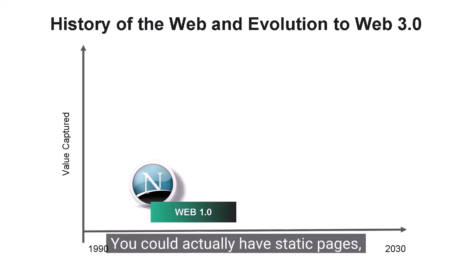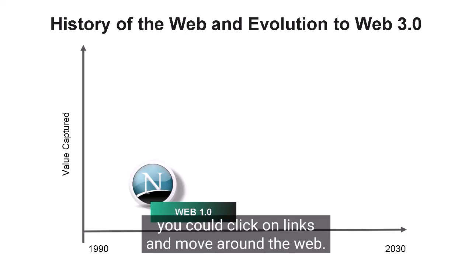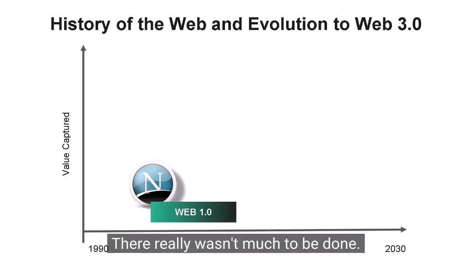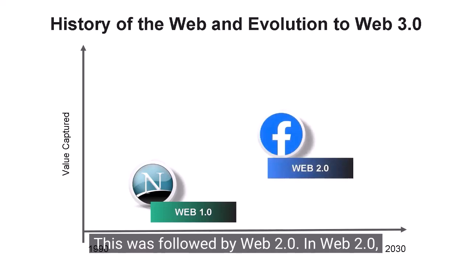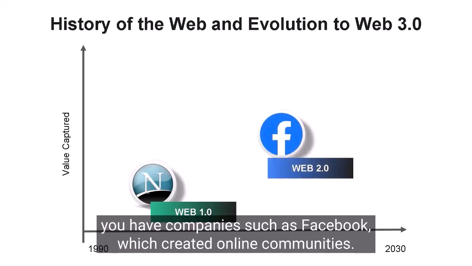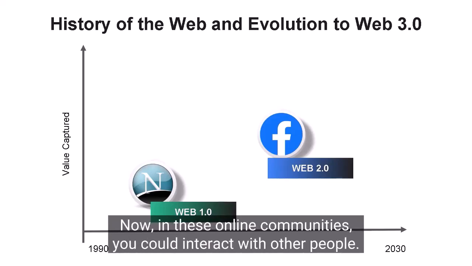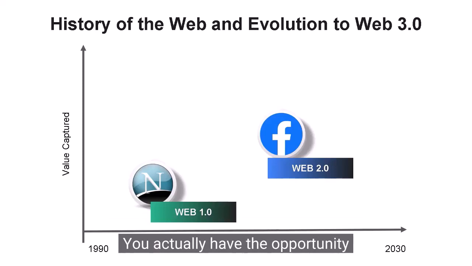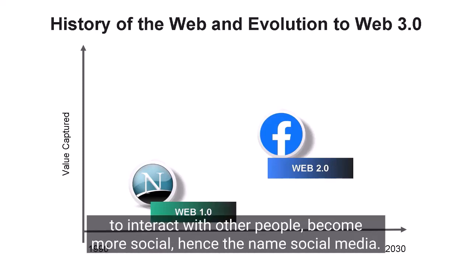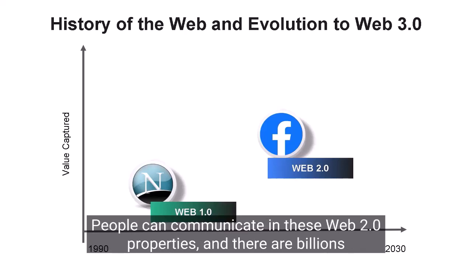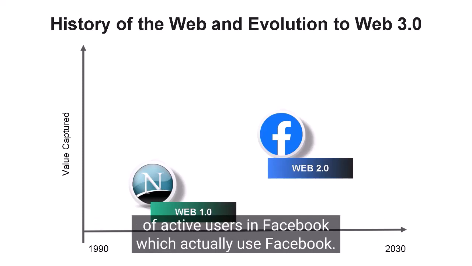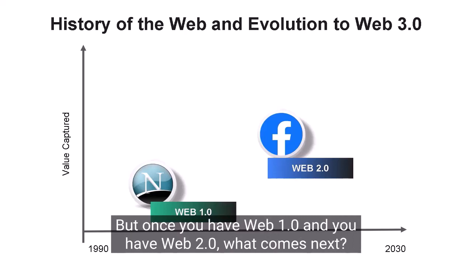You could actually have static pages. You could click on links and move around the web. There really wasn't much to be done. This was followed by Web 2.0. In Web 2.0, you have companies such as Facebook, which created online communities. Now, in these online communities, you could interact with other people. You actually have the opportunity to interact with other people, become more social, hence the name social media. People can communicate in these Web 2.0 properties, and there are billions of active users in Facebook which actually use Facebook. But once you have Web 1.0 and you have Web 2.0, what comes next?